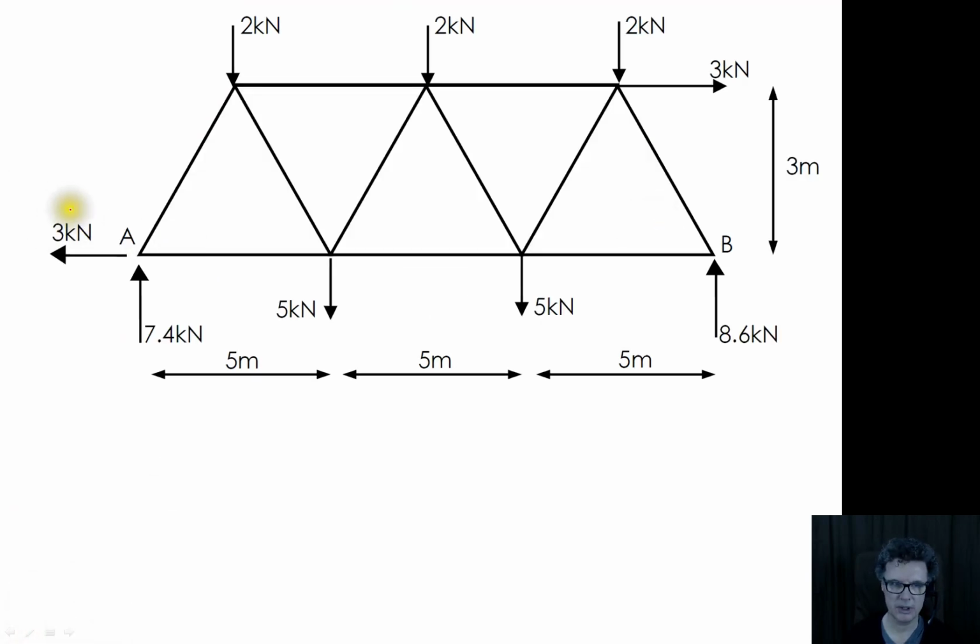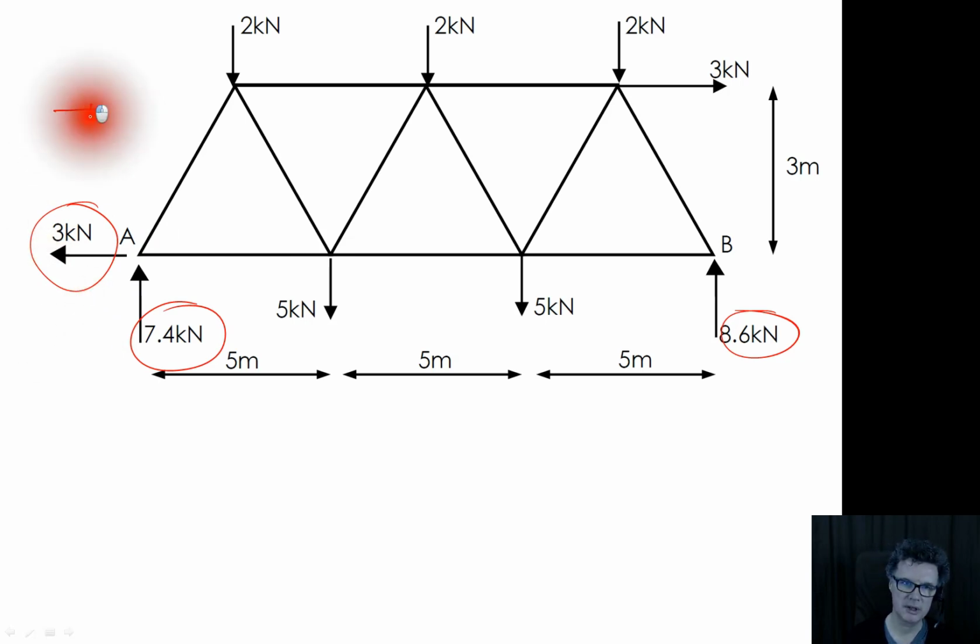And here we have the final solution. So notice the final solution is giving me the 7.4, the 8.6. I found those, and just for convenience sake, I've flipped the 3 kilonewtons to be pointing the opposite direction, so I can get rid of the minus sign. So I decided that I had minus 3 kilonewtons going in that direction. But in my final solution, I'm going to flip it and express the 3 kilonewtons going in the opposite direction. Both are valid and acceptable.